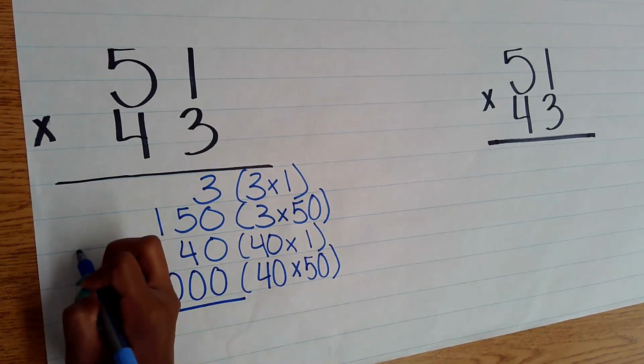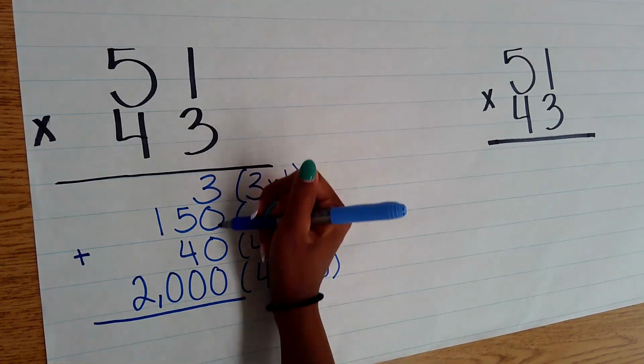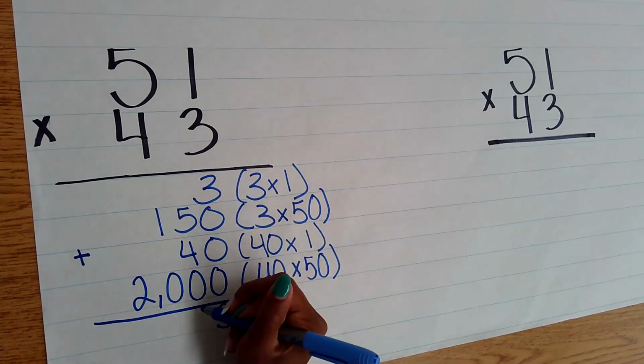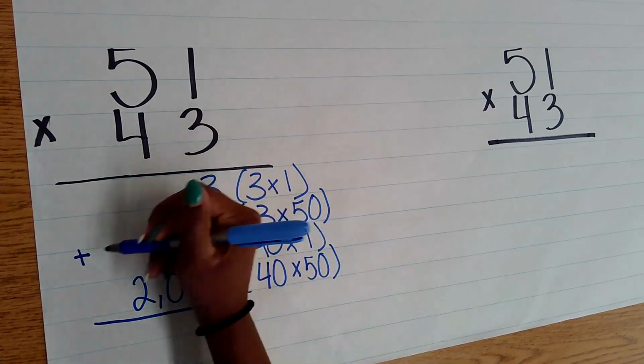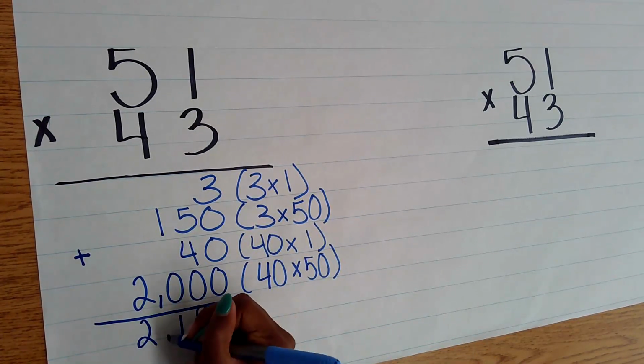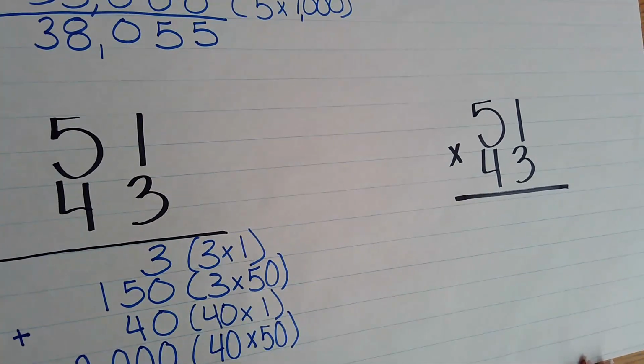Then I'm going to take my partial products or my partial answers, and I'm going to add them all up. So in the ones place, I would have 3. 5 plus 4 is 9. 1 plus 0 is 1. And then my 2 plus 0 is 2 to get me a final product of 2,193. So we're going to do the same problem, but we're going to use the standard algorithm.